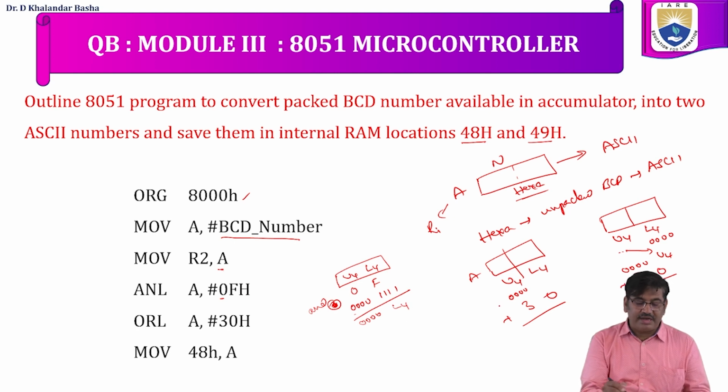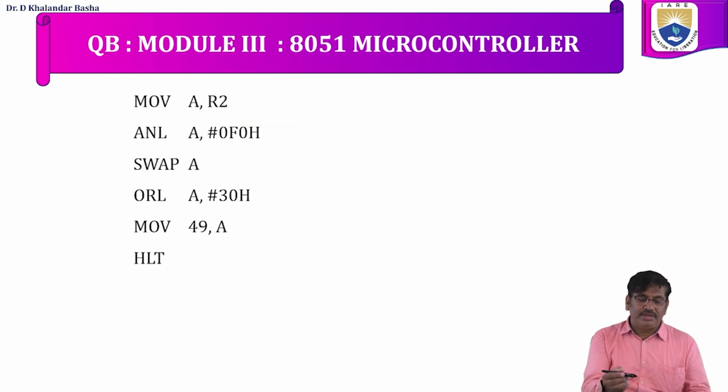Next, we are going to add 30. We can use either the add instruction or the OR with 30H, both are valid. So here also you can have the add instruction. Next, this ASCII-converted lower 4 bits we are going to move into the 48H location. That is MOV 48H, A. Then the copy in R2 will be brought back into the accumulator.